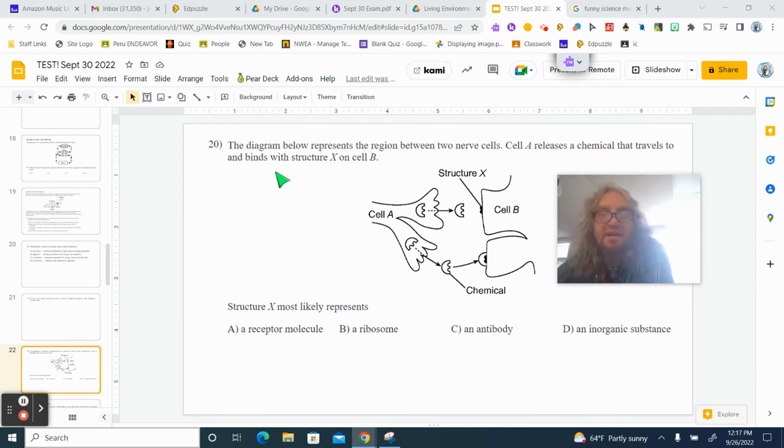Number 20. The diagram below represents the region between two nerve cells. Cell A releases a chemical that travels to and binds with structure X on cell B. Structure X most likely represents A, receptor molecule, B, a ribosome, C, an antibody, or D, an inorganic substance.